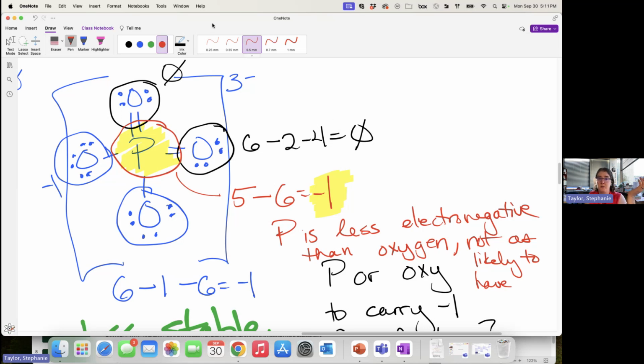So that was really the only reason why we didn't like this one, because since there is a choice to make between the phosphorus and the oxygen, we want to go ahead and make the choice of which one is more likely to carry a negative charge and make that consistent when we can. So that's where that one came from. I got that one.